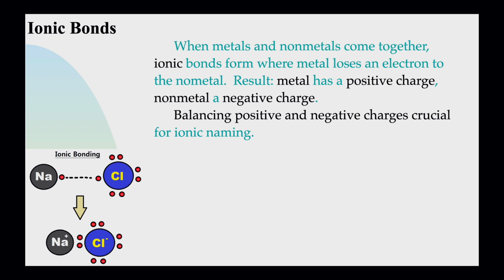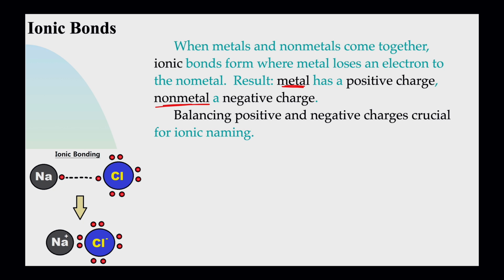Now remember, the metal is going to be the one with the positive charge, and the nonmetal is going to be the one with a negative charge. Now, when you have positives and negatives running around, they're so reactive that you want to make sure you balance positives and negatives so that nothing is left over. So if you have a positive one, you want to have a negative one to go along with it.